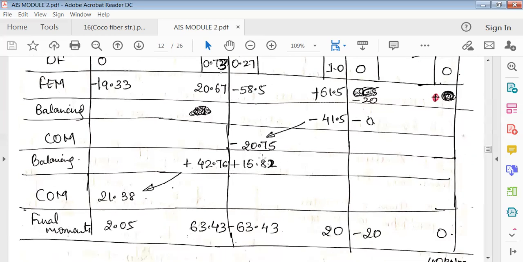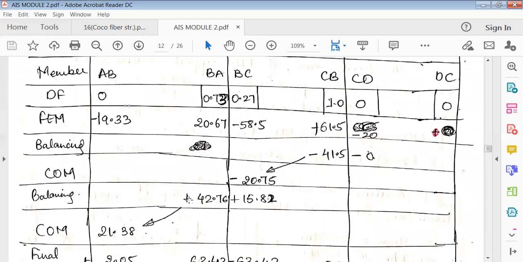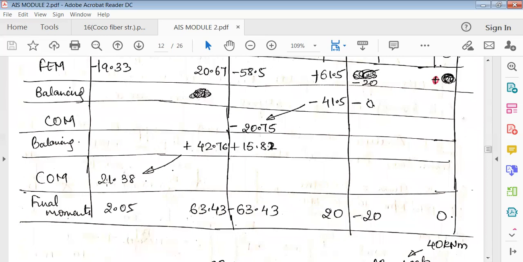Okay, so once you balance this, next is carryover. From BA, it will get carried over to AB, because AB is the fixed support. So half of this gets carried over. So 42.76 into half of this is 21.38.